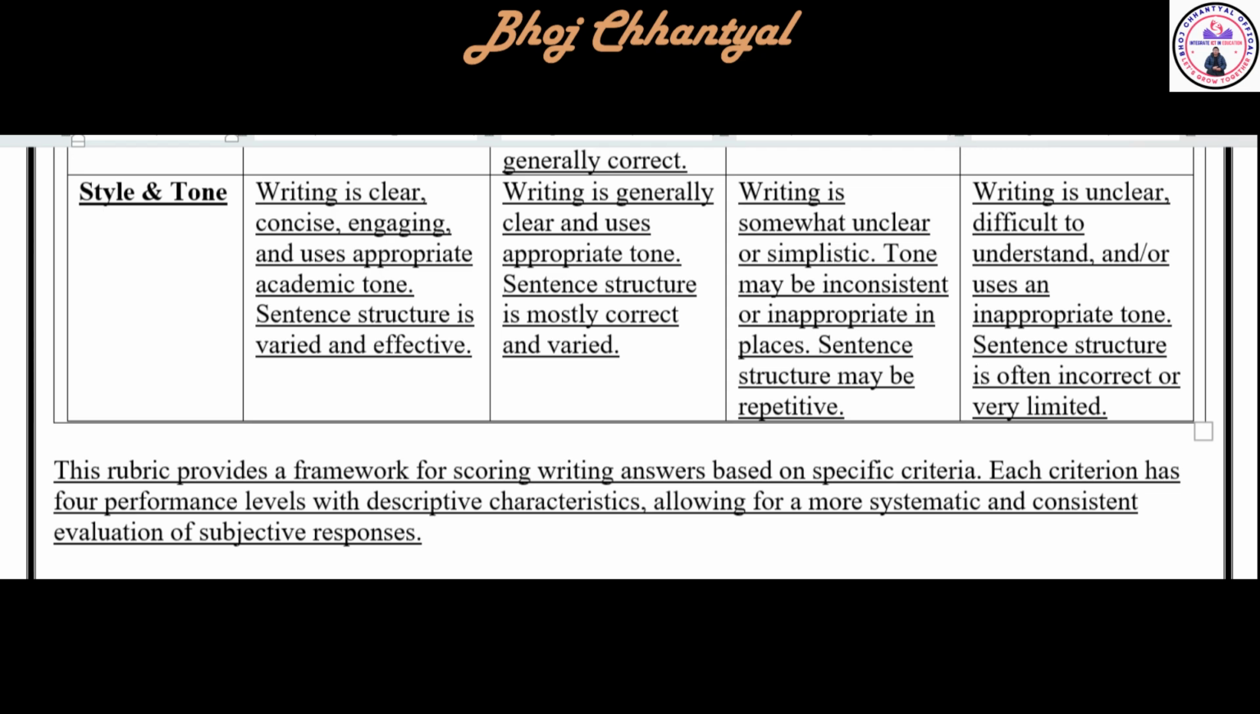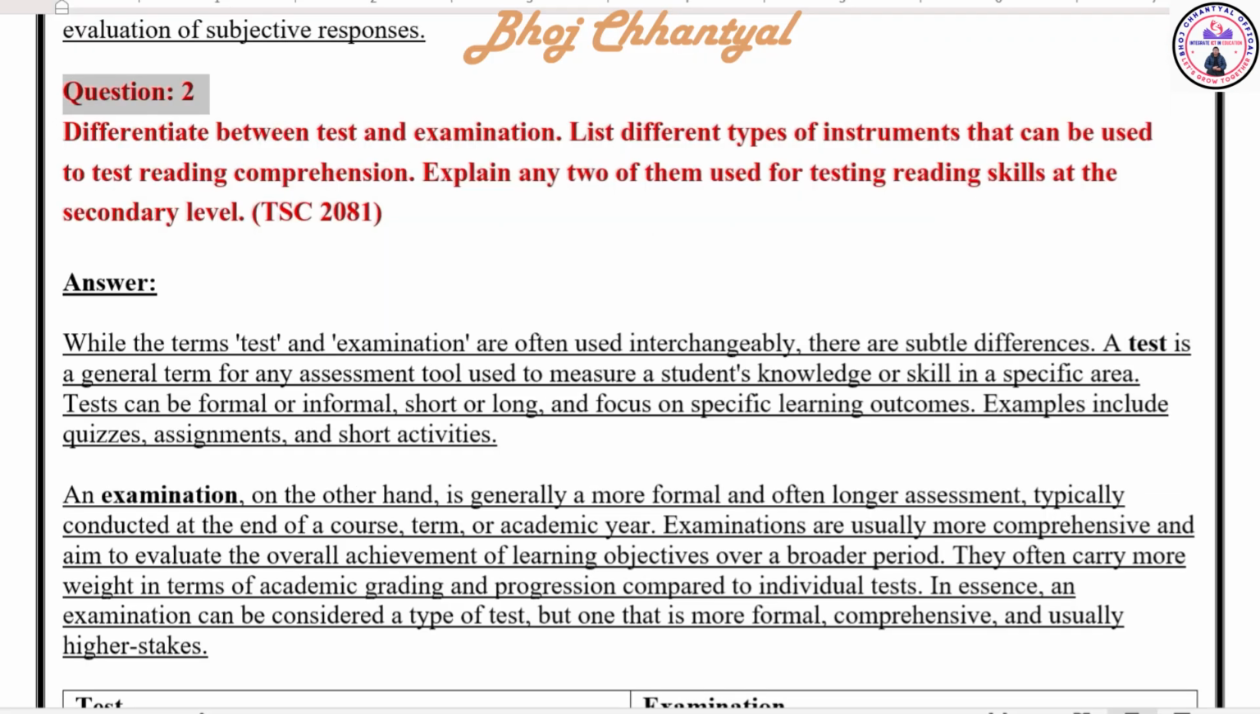Each criterion has 4 performance levels with descriptive characteristics, allowing for a more systematic and consistent evaluation of subjective responses. Let's move to question number 2.